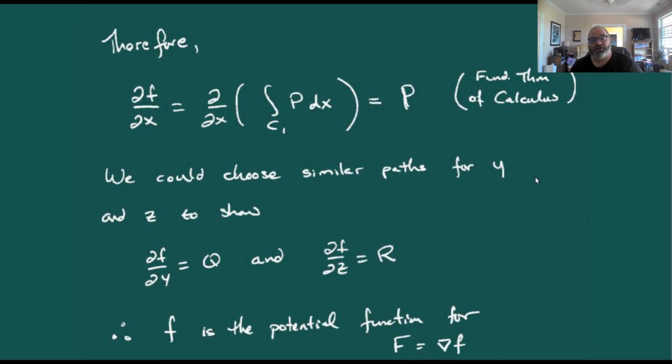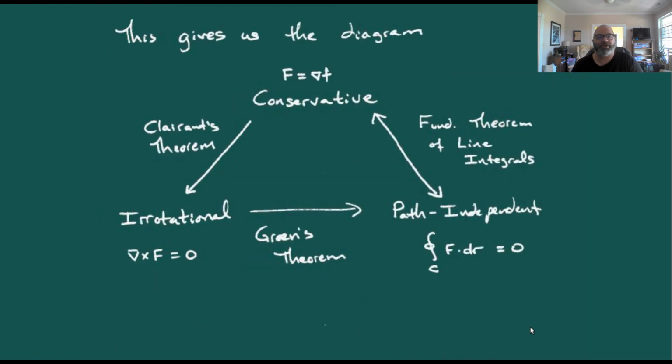Now, I can go back and say that this argument really didn't have anything in particular to do with x. We could choose a path that was constant for everything but y. We could have chosen a path that was constant for anything with z. The argument's still going to go through. Everything's still going to be the same. But we would get that the partial of f with respect to y was going to be q, and the partial of f with respect to z was going to be r. And so what that means is that f is going to be the potential function for F, and so that F is the gradient of this little f that we computed.